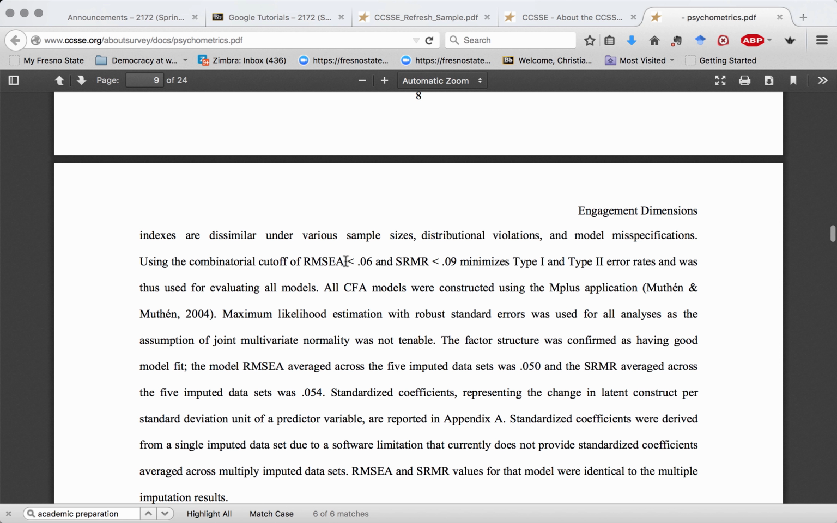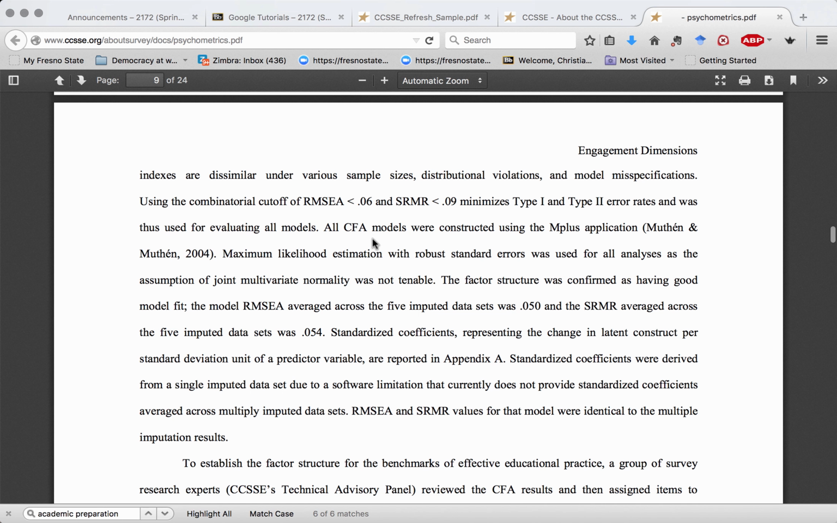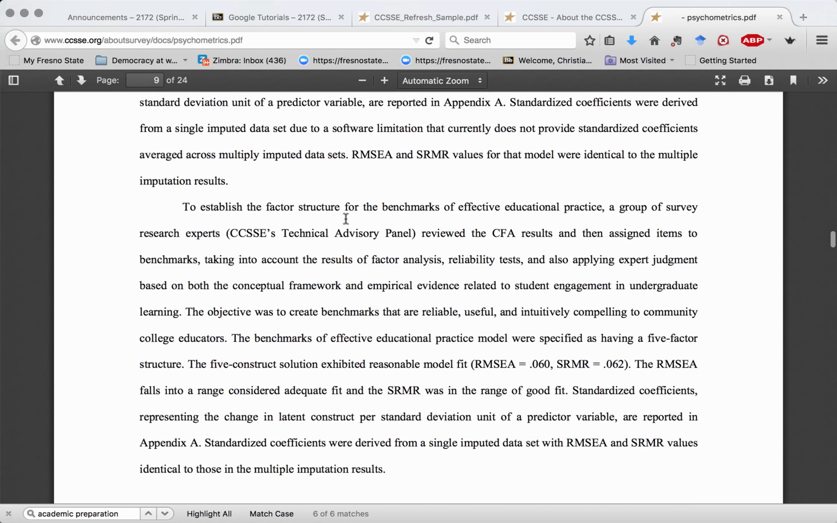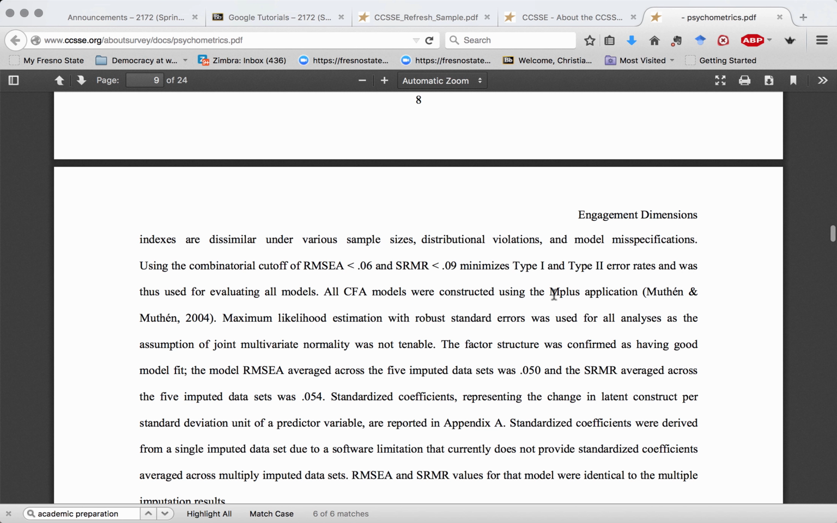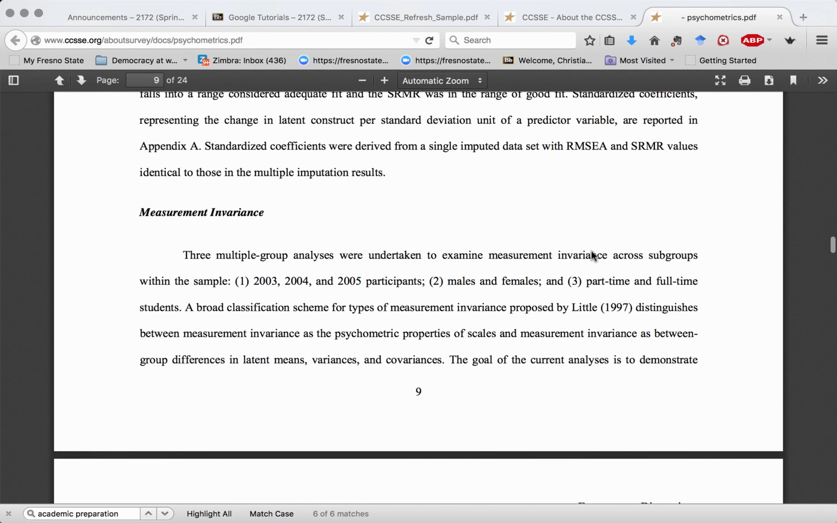For example, RMSEA should be smaller than 0.06, SRMR smaller than 0.09. You know, depending on who you talk to, they are offering different cutoff values. But the idea here is basically that you compare your data with the theoretical model and see how well your model fits the data. Important here, they say, okay, we use this Mplus, that's a software, like you're familiar with SPSS. Mplus is another statistical software.